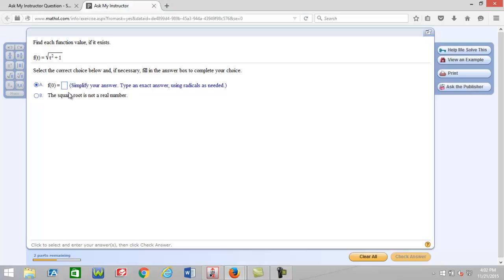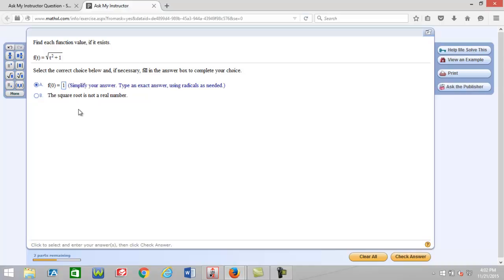So what I want to do here is inside my text box, I'm going to take t to the 0 power. Now, t to the 0 power is going to give you 0. So you have 0 to the second power plus 1. So 0 to the second power is going to be 0. And then 0 plus 1 is going to give you 1.